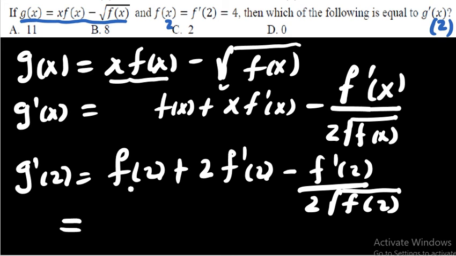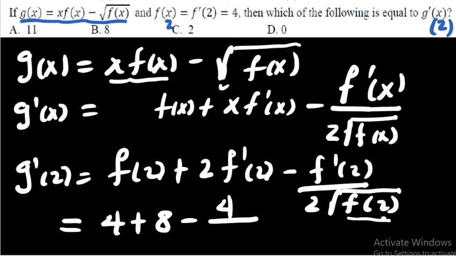which is equal to, f of 2 and f derivative at 2 already given to you, 4 plus 2 times 4 will be 8 minus, this is going to be again over 4 times, this is also 4, but 4 from the radical will be 2, 2 times 2 will be 4. So finally this answer is going to be, this is 1, so 4 plus 8 will be 12, minus 1 will be 11. So the answer is going to be A. That's the way how we can do.